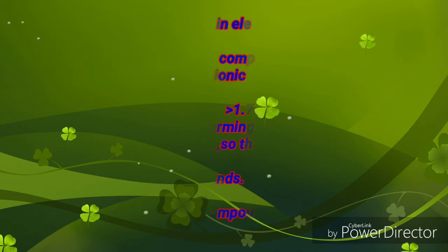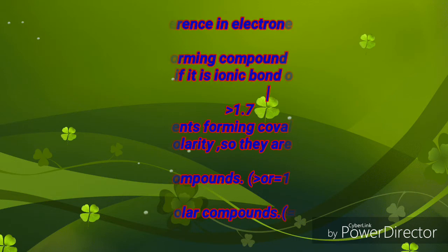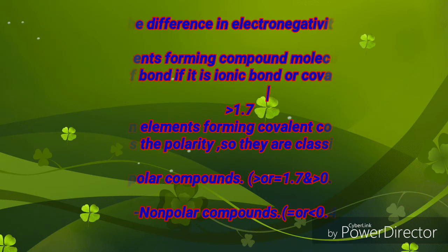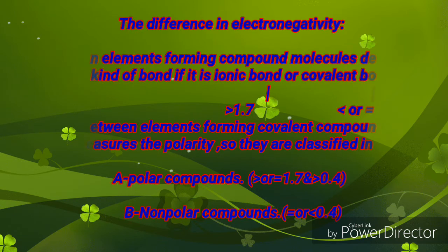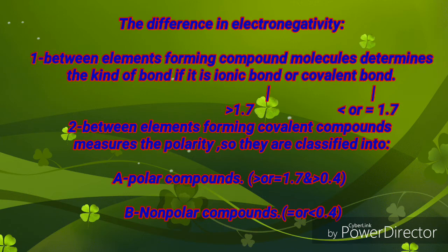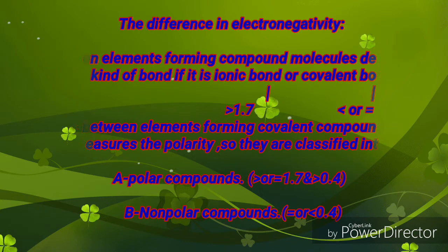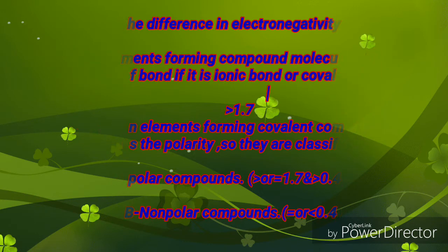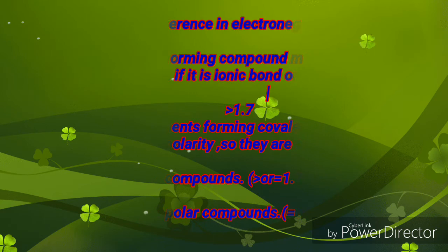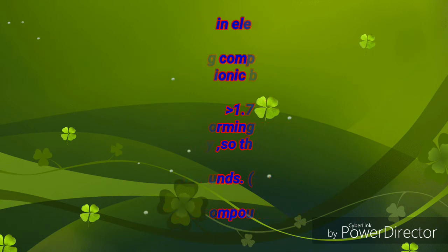Now we will talk about the difference in electronegativity. When it is between elements of compound molecules, it determines the kind of bond, whether it is an ionic bond or a covalent bond. So when the difference in electronegativity is more than 1.7, it's an ionic bond, but if it is less than 1.7, it's a covalent bond. On the other hand, when it's between elements of covalent molecules, it measures the polarity of these molecules and classifies them into polar and non-polar compounds.